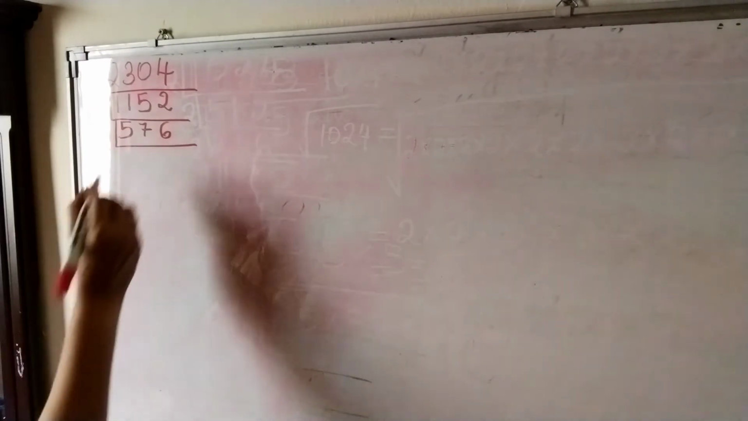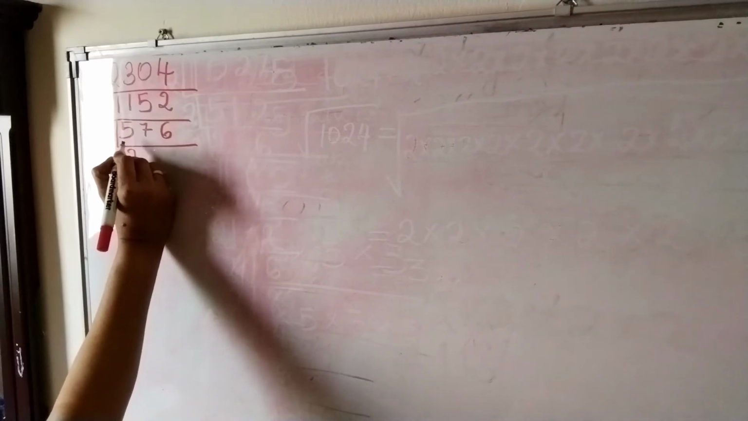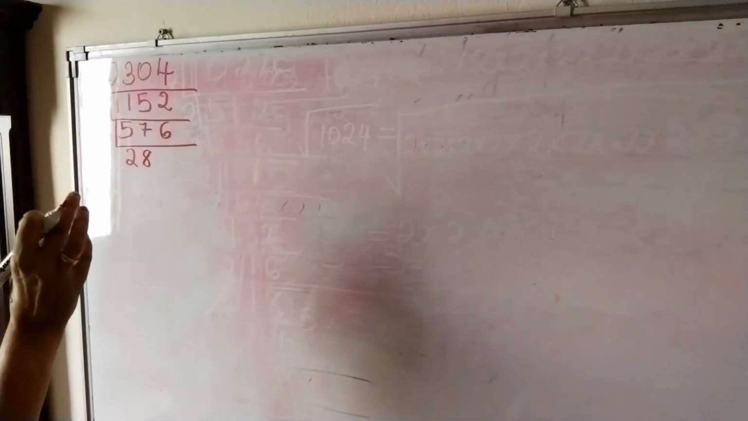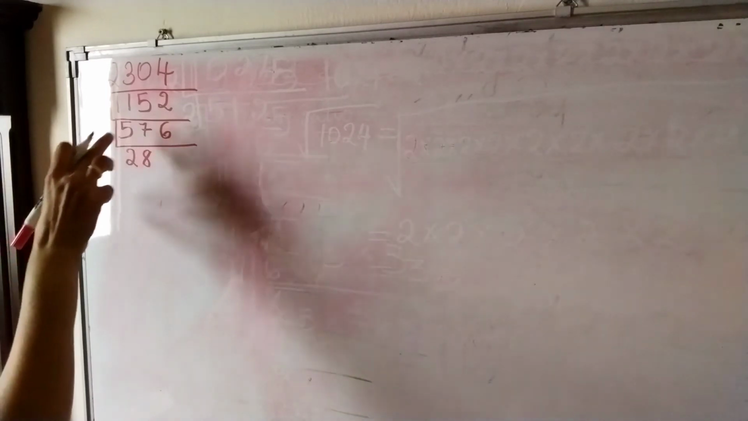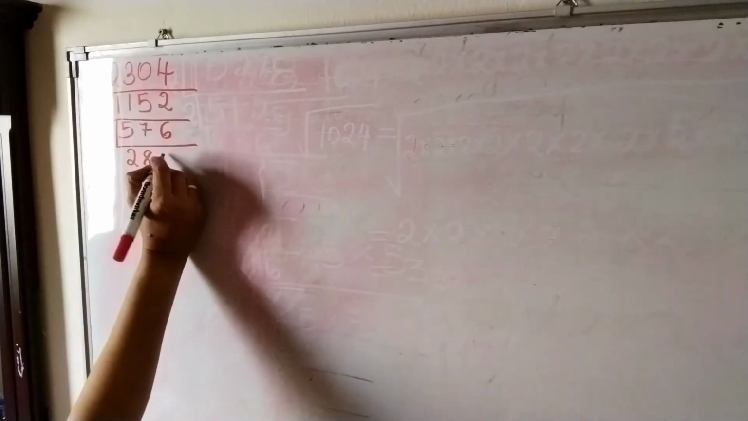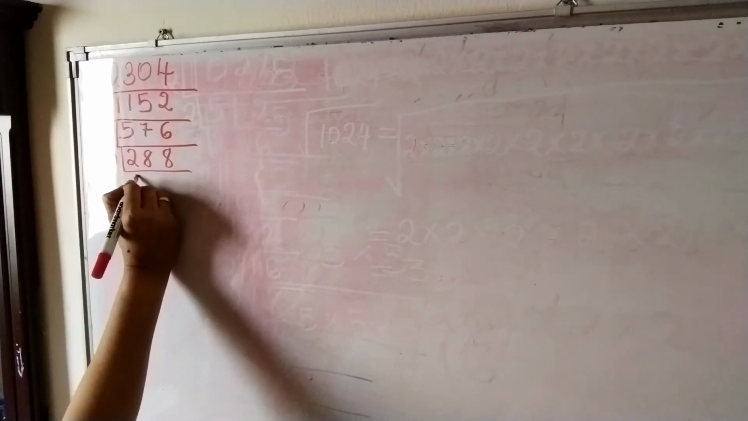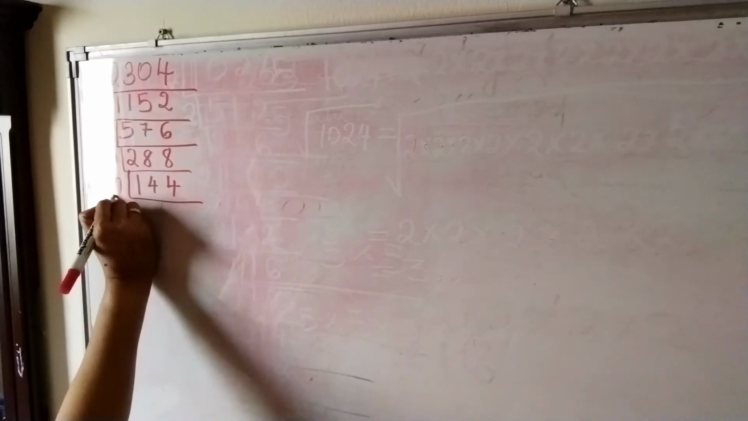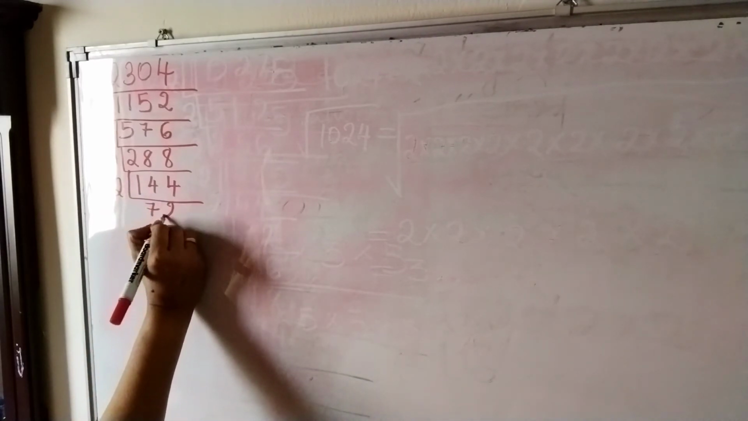How many times does 2 go in 5? 2 2s are 4. 5 minus 4 is equal to 1, 17. 8 2s are 16. 17 minus 16 is equal to 1. Then 16. 8 2s are 16. Then again 2 will go. Then again 2 will go. How many times does 2 go in 14? 7 2s are 14. 2 2s are 4.